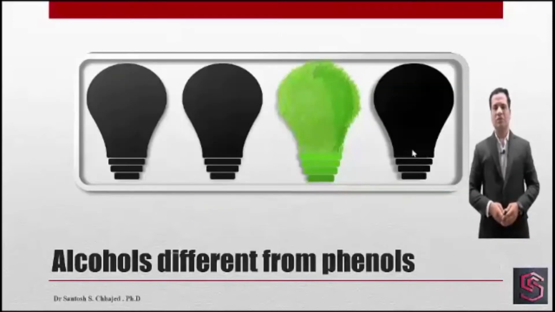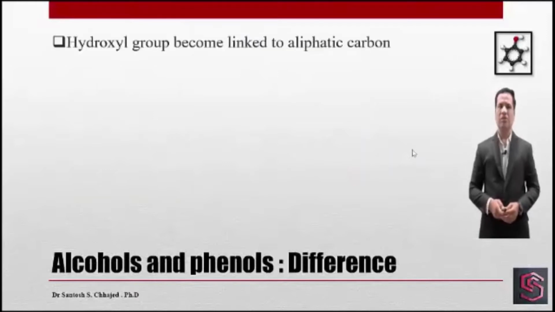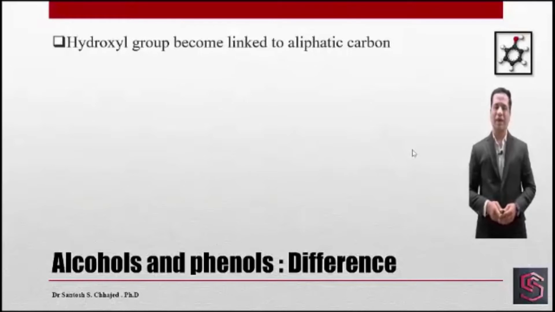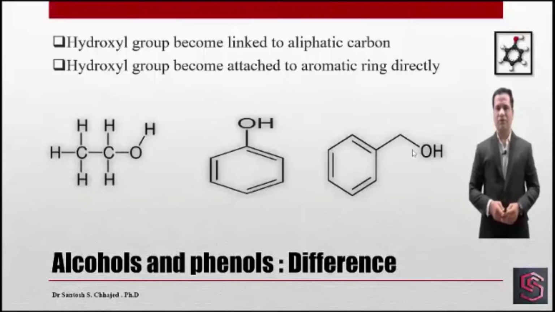There are other compounds like phenol, which also contain hydroxyl group in the structure. In order to differentiate between alcohols and phenol, as both are known to contain hydroxyl group in their structure: in case of alcohol the hydroxyl group becomes attached to aliphatic carbon, whereas in case of phenols the hydroxyl group becomes linked directly to the phenyl ring. So three structures are in front of you so that we will be able to make out the clear differentiation between alcohols and phenols.